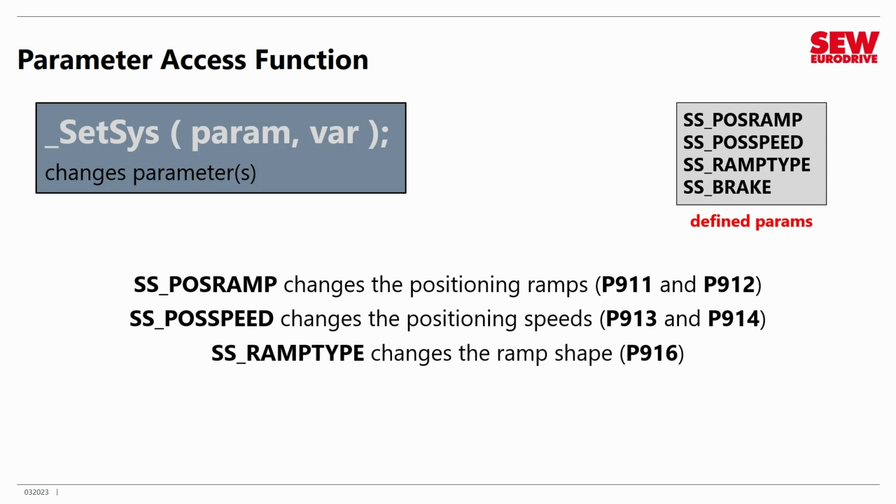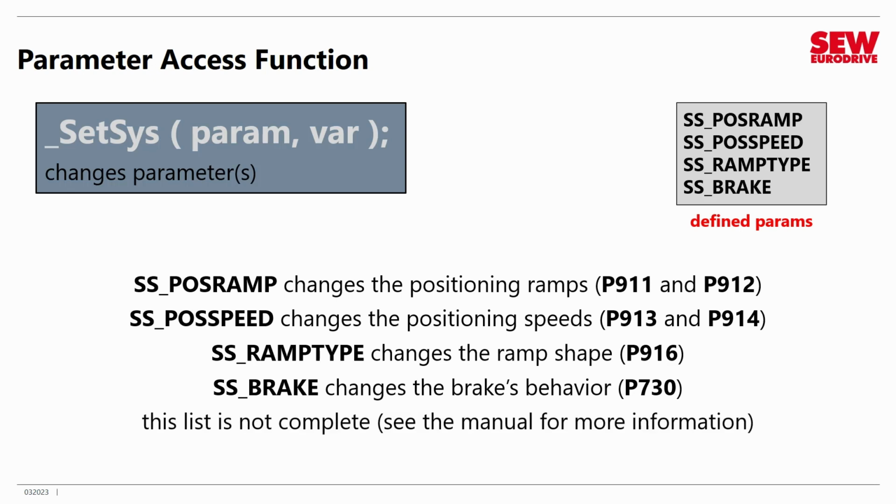Ramp type changes the ramp shape. We really haven't gotten into that in this class, but that's parameter 916. Brake changes the brakes behavior in parameter 730. We really haven't gotten into that either, but I'm mentioning it here just so you know it. There are some other parameters that can be changed, but we're not talking about them in this class, but the information is there in the manual if you wish to look it up.